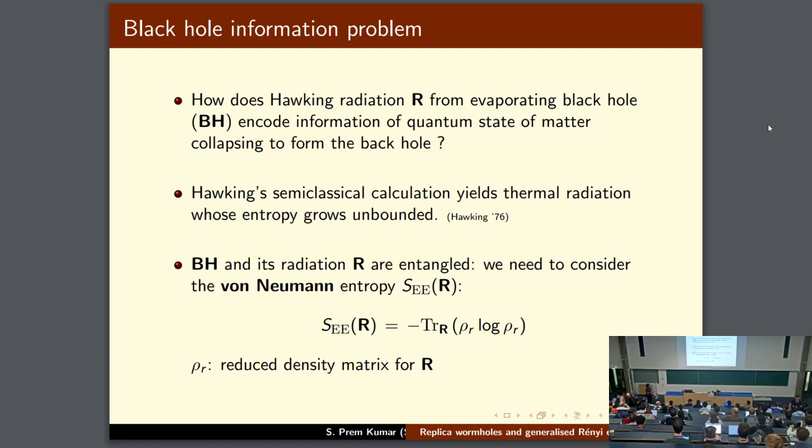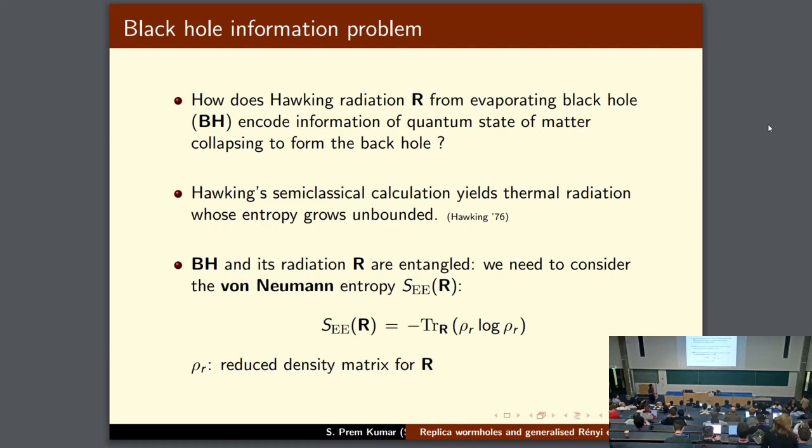The problem of how the Hawking radiation from an evaporating black hole encodes the quantum state of the matter collapsing to form a black hole has been one of the central problems in physics for the last several decades. And central to this problem is Hawking's original observation that the Hawking radiation is actually thermal in the semi-classical limit, and in particular that means that the radiation has no short-range correlations. It's thermal. And in particular, the entropy of the Hawking radiation, as an observer collects it at Scri+, increases without bound. In particular, it grows unbounded. And this is the essence of the information loss puzzle.